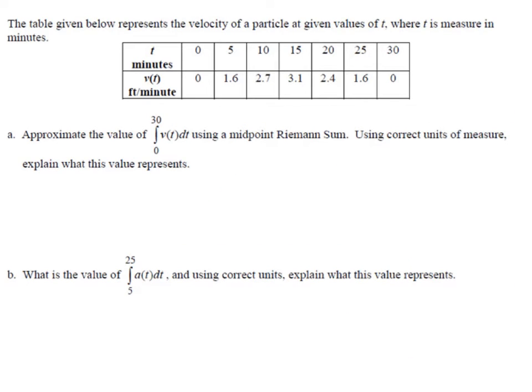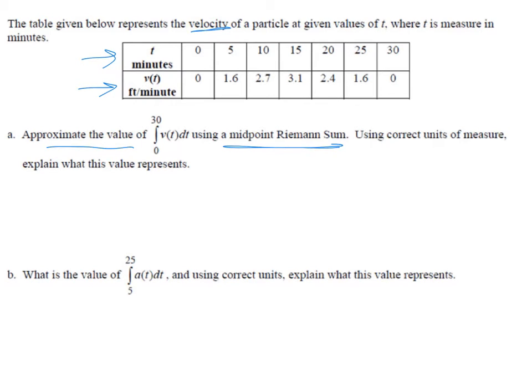So here's another example. The table given below represents the velocity of a particle at given values of t, where t is measured in minutes. Here t is in minutes, and v of t is in feet per minute. So that's a rate. This is a derivative table. It says approximate the value of the integral from 0 to 30 of v of t dt using a midpoint Riemann sum.